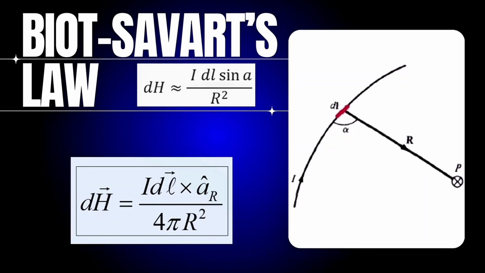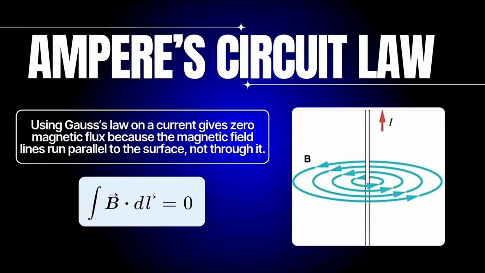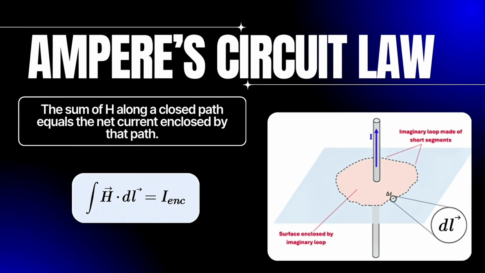H is the strength of curl of magnetic field around a current at a point, and Biot-Savart states that H is directly proportional to the differential current element and the sine of angle A, and inversely proportional to its distance from the current. The vector from the point to the current is used. A Gaussian surface around a current sees no net B flux because B runs parallel to the surface. The magnetic field does not pass through it, it just circles round, so the magnetic flux is zero, Maxwell's second equation. Instead, we use Ampere's law: the sum of H along any closed path equals the enclosed current. This is one part of Maxwell's third equation.